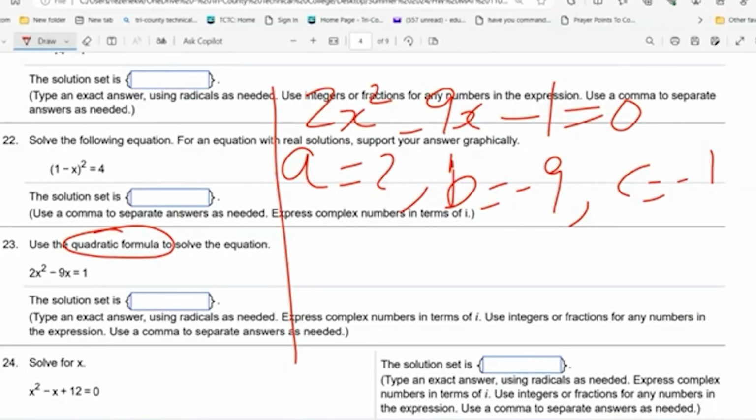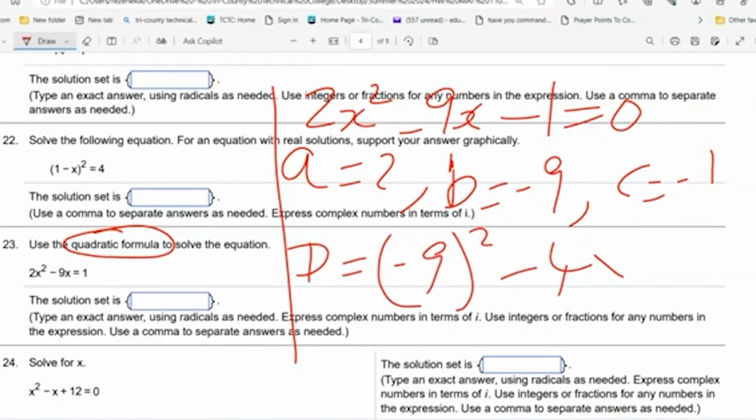Okay, so the discriminant, D, is B squared minus 4AC. So -9 squared minus 4 times A, which is 2, times C, which is -1. 9 squared is 81. 81 minus, this is going to be plus, minus... it's plus. 81 plus 8 is going to give me 73. Okay, so the discriminant is 73, two real solutions.